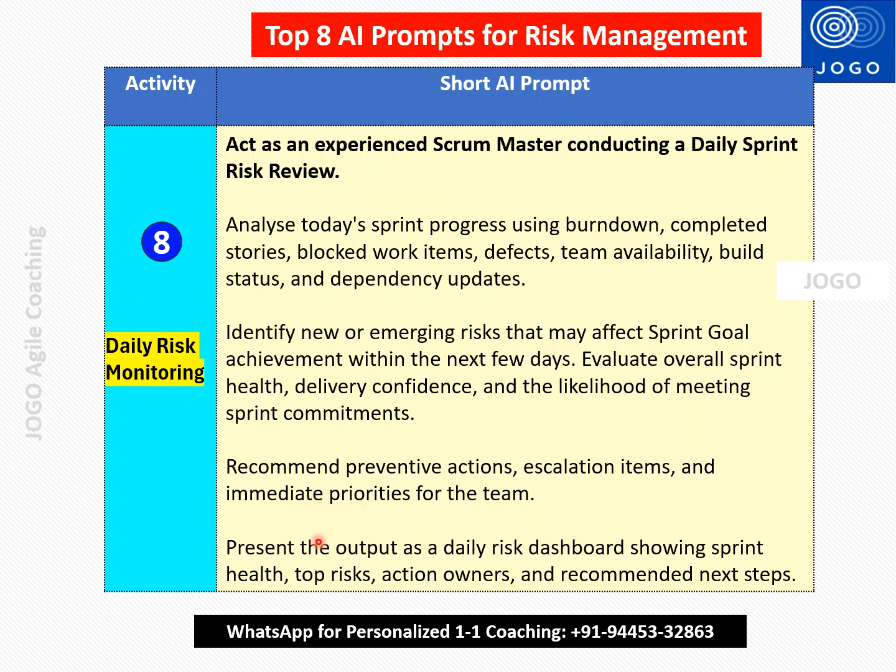Present the output as a daily risk dashboard showing sprint health, top risks, action owners, and recommended next steps. So the risk dashboard will be created by the AI so that we can see what the top risks are, who all the owners are, and what the recommendation or next step is to address the high priority risks. So by running this prompt, and if you give all the input data from your project, then we will get an excellent dashboard to monitor and address the risks on a priority basis.